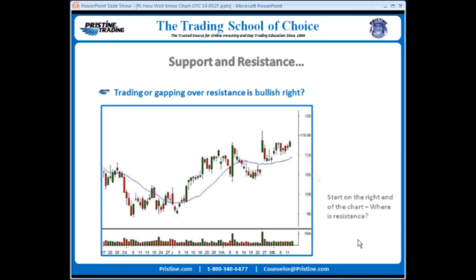Let me ask you this one too. Where is resistance here, everybody? Is it one? Give me a one for here or a two for here. Where is resistance? One at the top of the base, two at the top of the topping tail, one or two? One, top of the base, two.